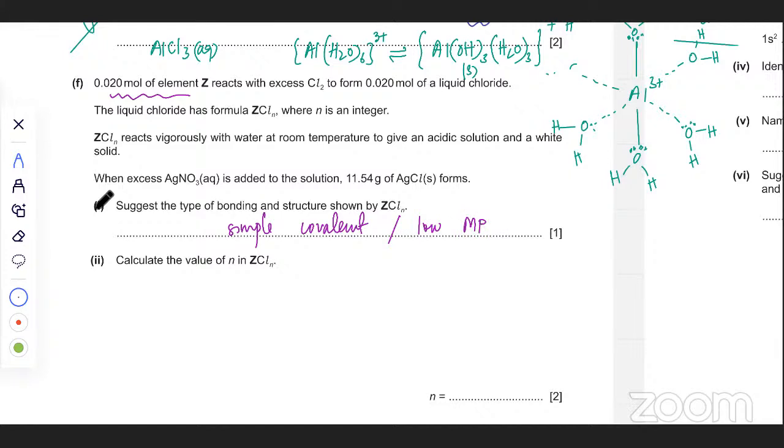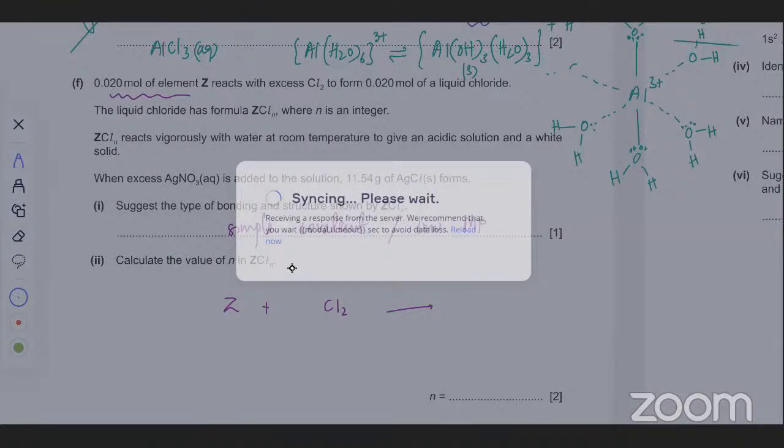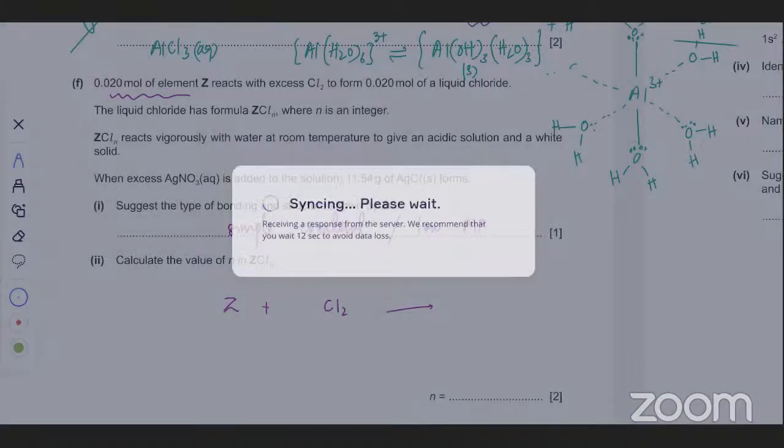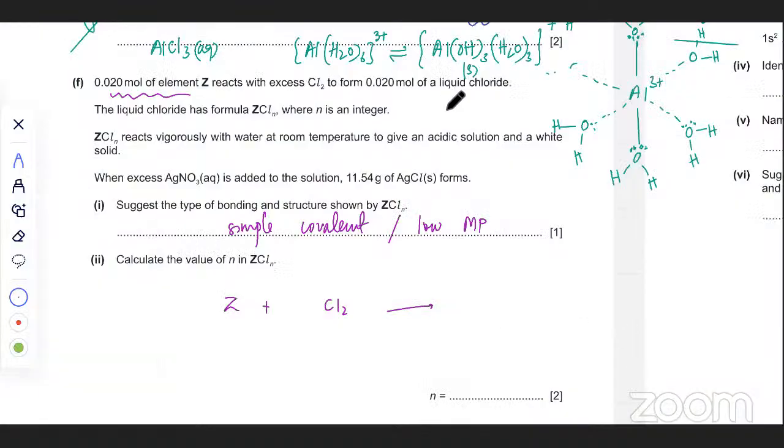Now, the equation that I can come up with is that Z reacts with Cl2 and it forms... So just hold on a second. Hopefully it's working again. So the only equation I can come up with is that they have told me that I've got the Z which reacts with Cl2 to form ZClN. So I'm going to try and balance it in terms of N. So how do I balance it in terms of N? So how many Cl2s would there be? So I can take the help of an actual equation.